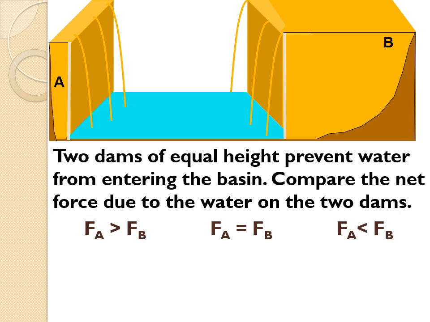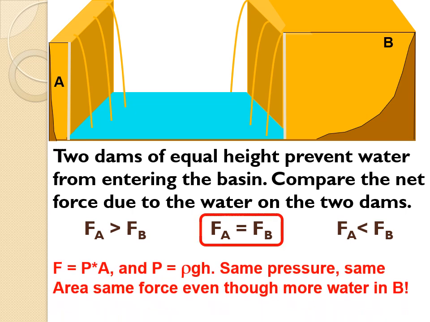Here we have two dams of equal height preventing water from entering the basin. You can see that A is very thin and B is very thick, but the height and the cross-sectional area of the dam itself are the same. The question here is which one has more force on the wall that's holding back the water? The answer is that they're actually going to have the same force. The amount of liquid behind it doesn't really affect how much force is being applied.